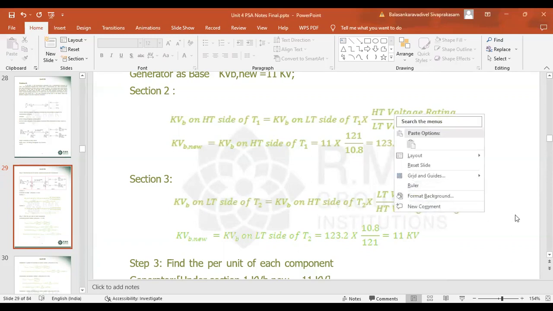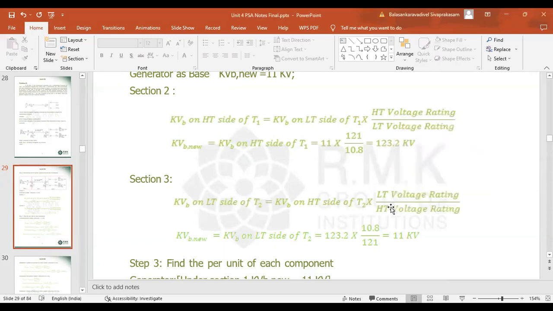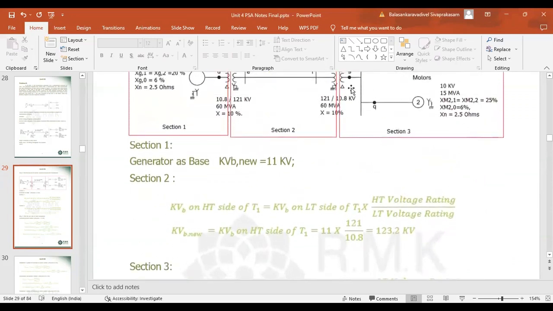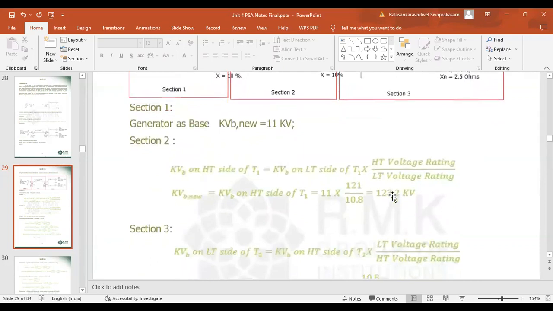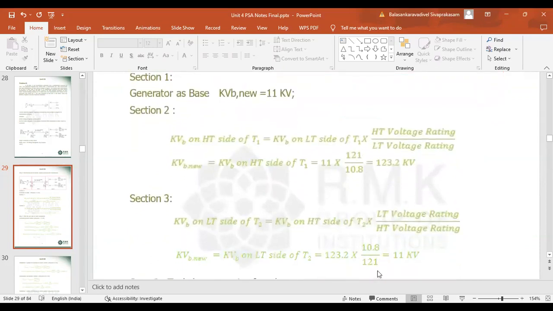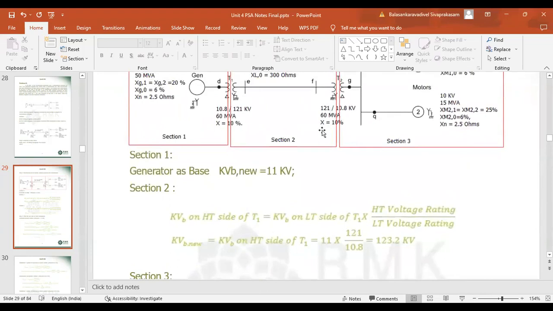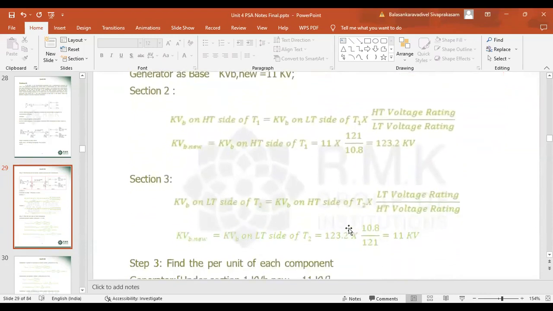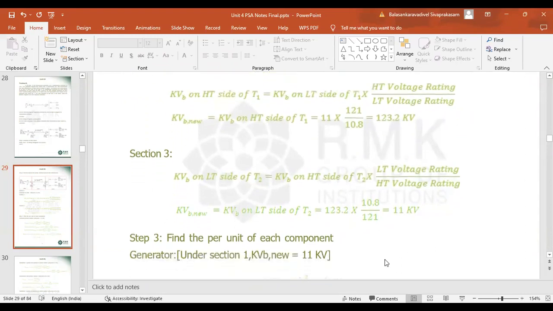Here this LT by HT ratio is nothing but the transformer actual ratio of 10.8 divided by 121. Now, what is this kVB on the HT side? Whatever value we have calculated previously, that is 123.2 kV. We substitute that voltage in this formula for the calculation. If you simplify, you will get approximately 11 kV. So for section 3, the new kVB is equal to 11 kV.